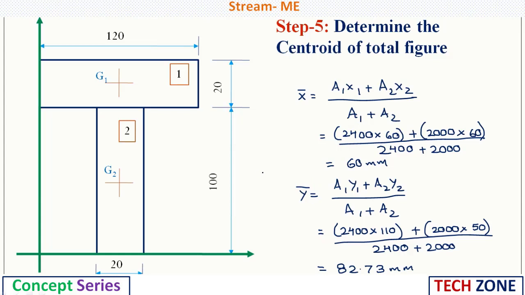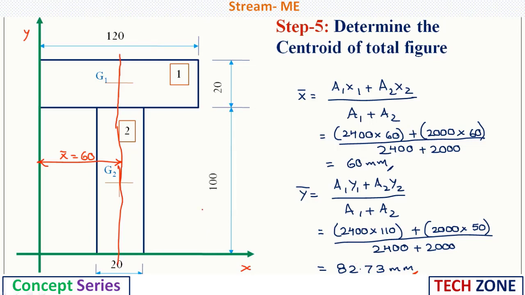Now we need to locate the total centroid. In order to locate the total centroid, first of all we have got x bar as 60 mm. So if I draw a line like this, this line is at a distance of 60 mm from this y-axis. So from the y-axis the location is 60 mm. So x bar is 60 and y bar we have got 82.73 mm. That means from the x-axis the distance is 82.73.